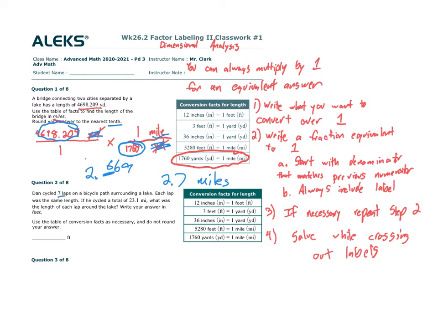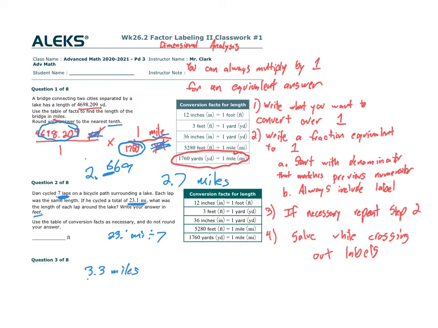Dan cycled 7 laps on a bike path around the lake. Each lap was the same length. If he cycled a total of 23.1 miles, what was the length of each lap around the lake? Write your answer in feet. First we're going to figure out how long each lap was. We're going to do 23.1 miles divided by 7. That's only the first part of it. That gives us 3.3 miles per lap.